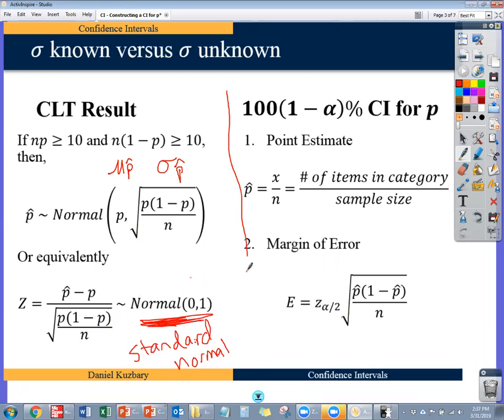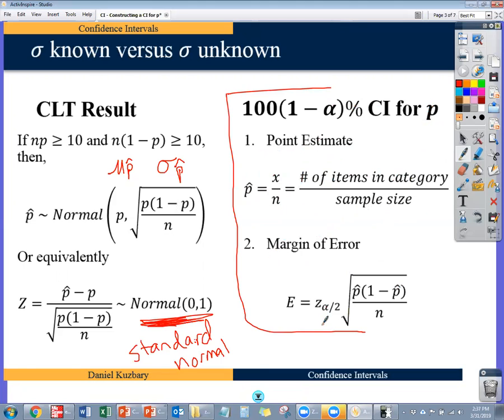So this box over here then is the pieces of the 100 times 1 minus alpha percent confidence interval for p. So it has two parts, just like any confidence interval. The point estimate is the single best estimate of what p is, and we're going to use p hat as the point estimate, where x is the number of items in the category and n is the sample size. So that's going to be the middle of our confidence interval, and that's pretty easy to find.